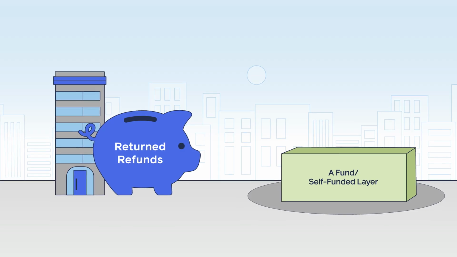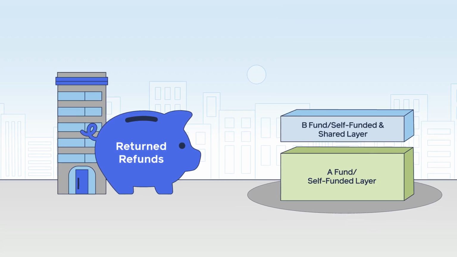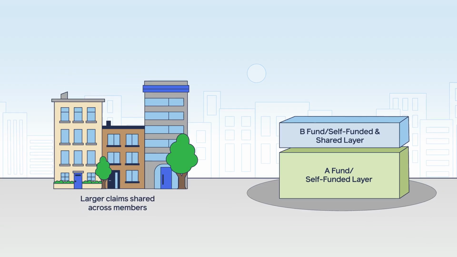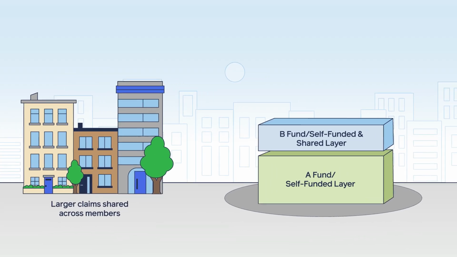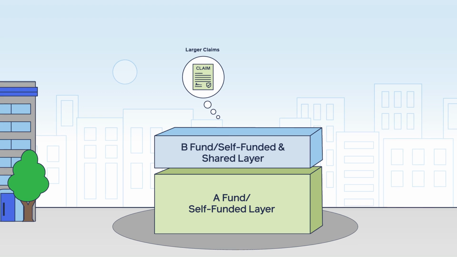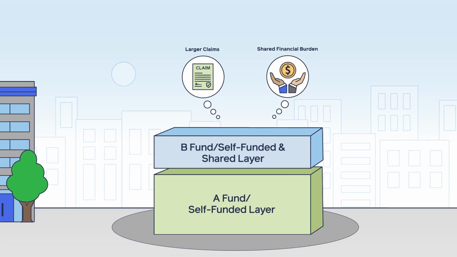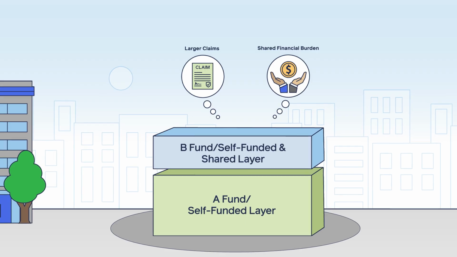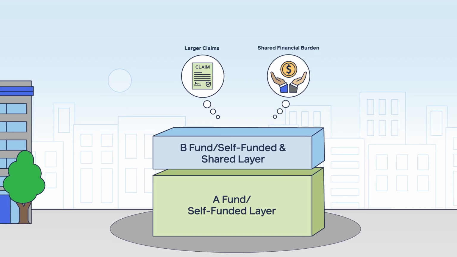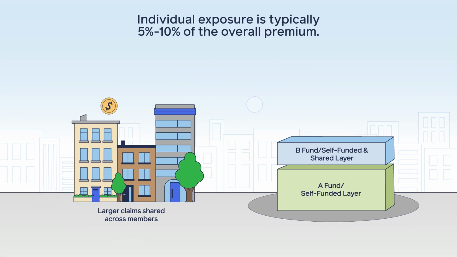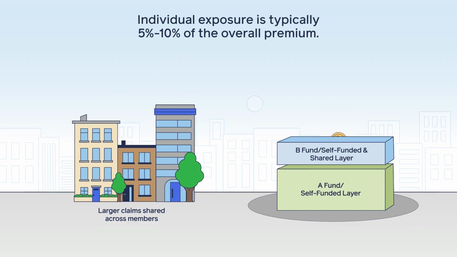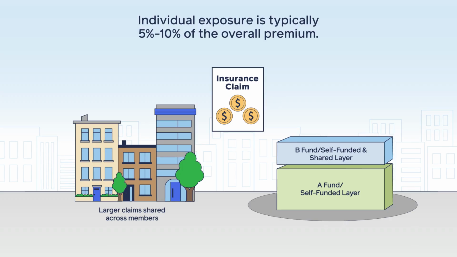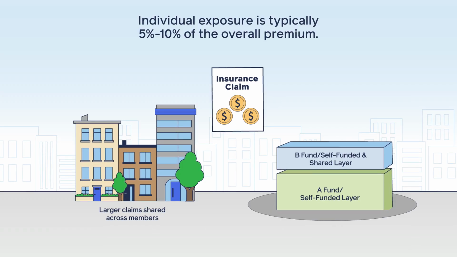and accountability. Above that sits the self-funded and shared layer, or B fund. This portion is pooled across all the members of the captive group to help absorb larger, less frequent claims and losses. So rather than one business carrying the full financial burden, the cost is shared, limiting the impact on any single member. In most cases, individual exposure is a small percentage of your overall premium, helping protect businesses from unexpected financial strain while still maintaining shared responsibility.